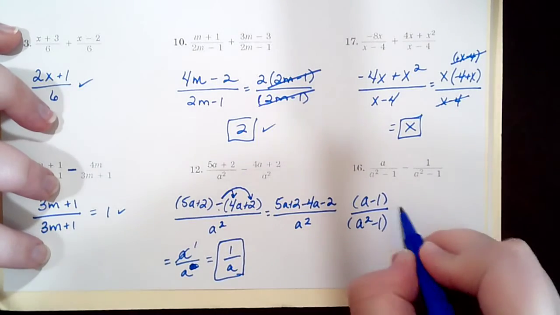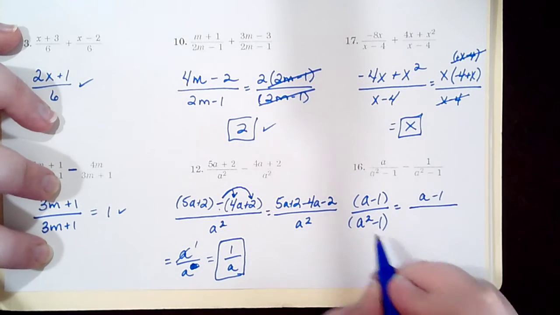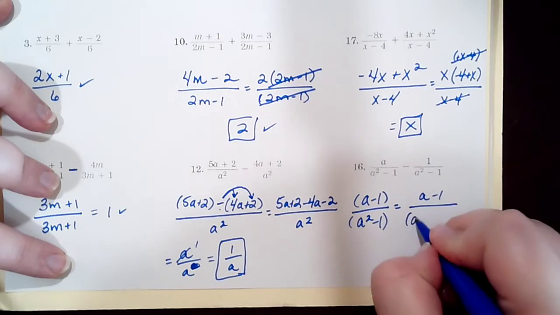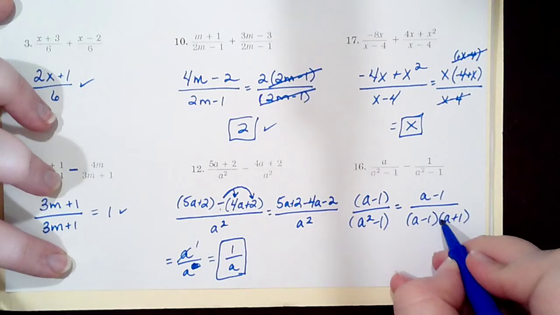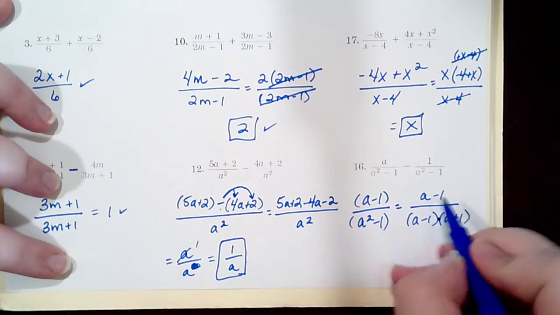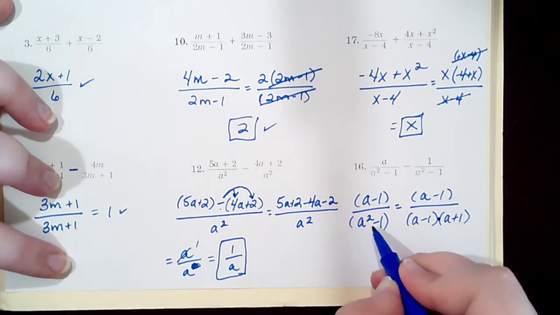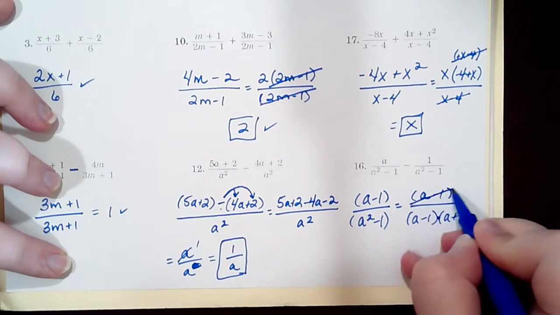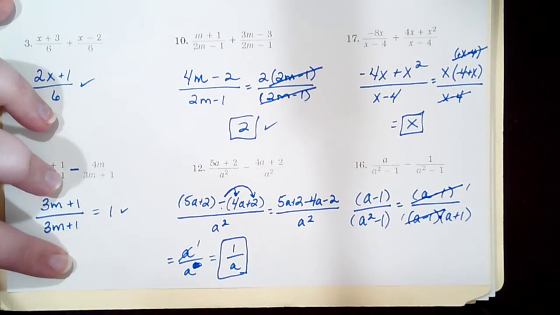Now that being said, I can't change the way the top one looks. But after I look at the bottom one for a minute, I notice this is a difference of squares. And what I can do is rewrite it as a minus 1 times a plus 1. Now that I have multiplication involved instead of simple addition and subtraction, now I've got something that's the exact same. These were slightly different, but these sets of parentheses are perfect for cross-reducing. That leaves me with a 1 on top and a 1 on bottom.